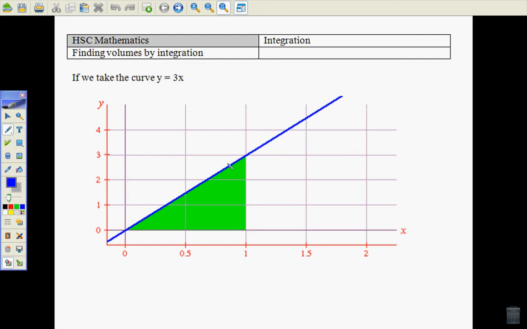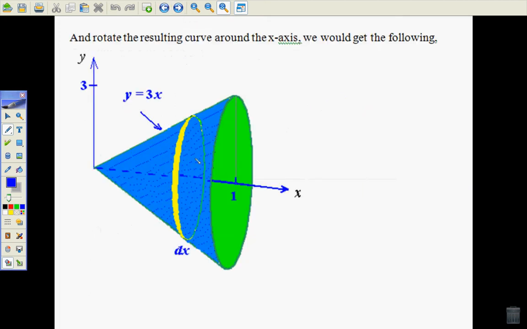Things from real life, we can model in regards to mathematics and actually find the volumes that you need. So what we're going to do is take this line and rotate it around. This area between 0 and 1 is going to get rotated around the x-axis. We're going to get a shape that looks like a cone. The line just goes around, and the area gets swept out and encompasses the volume there.